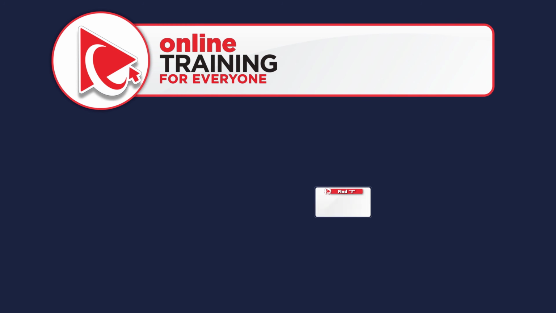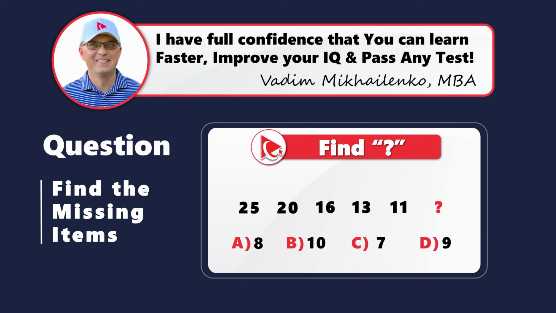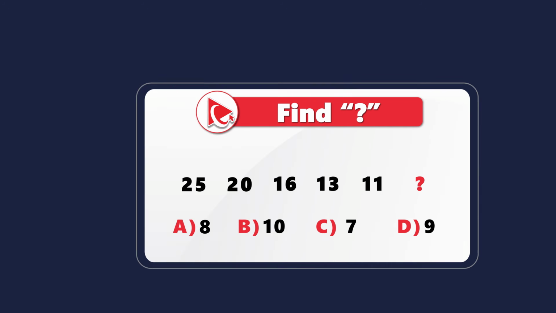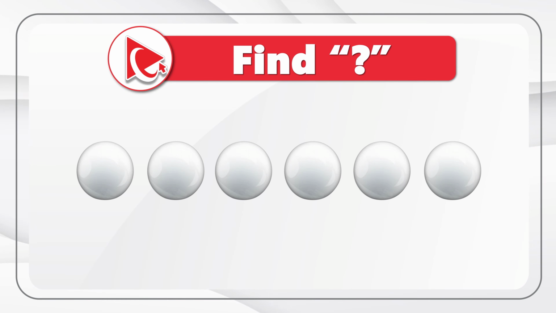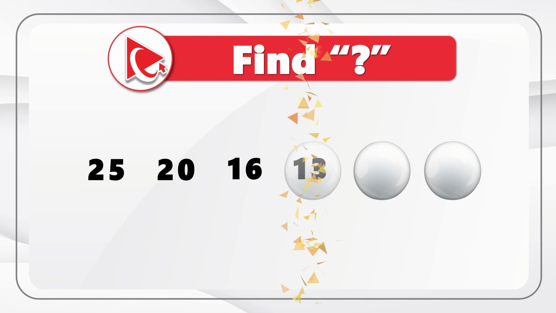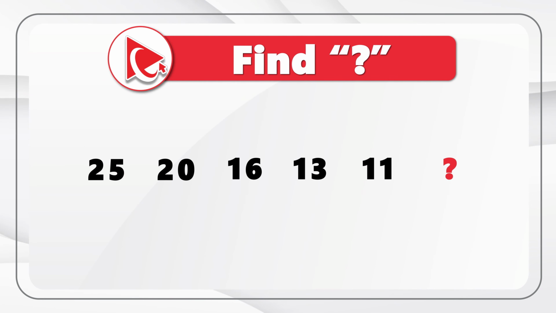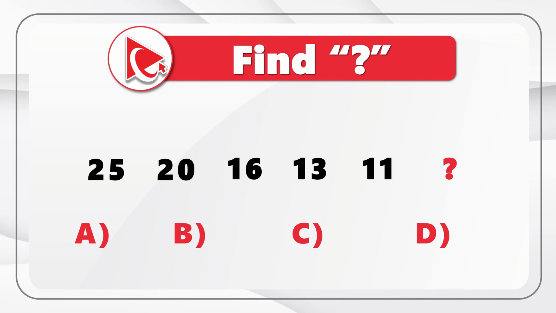I enjoy solving pattern questions because they're so easy to understand, but sometimes not so easy to solve. We're presented with a sequence of numbers, and we need to find the missing number, which is the next in the sequence. The numbers are 25, 20, 16, 13, 11, and then comes the missing number. You need to calculate the missing number out of 4 possible choices. Choices A, B, C, and D. Choice A is 8, choice B is 10, choice C is 7, and choice D is 9.